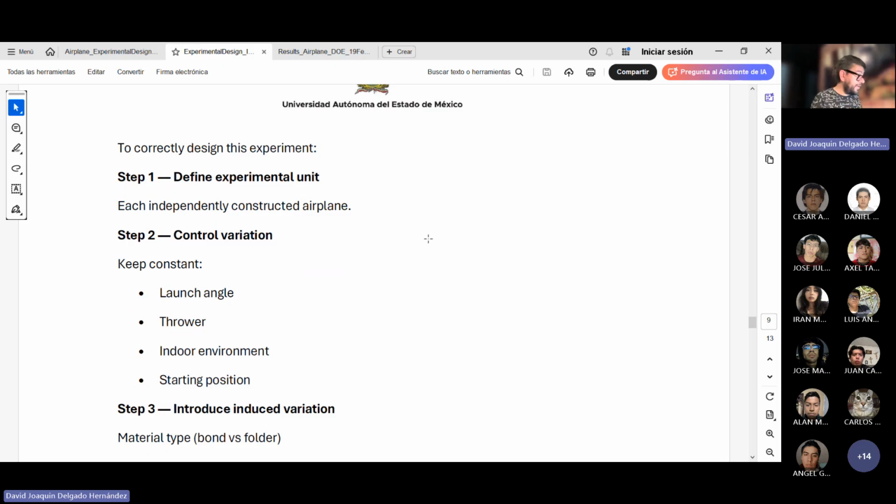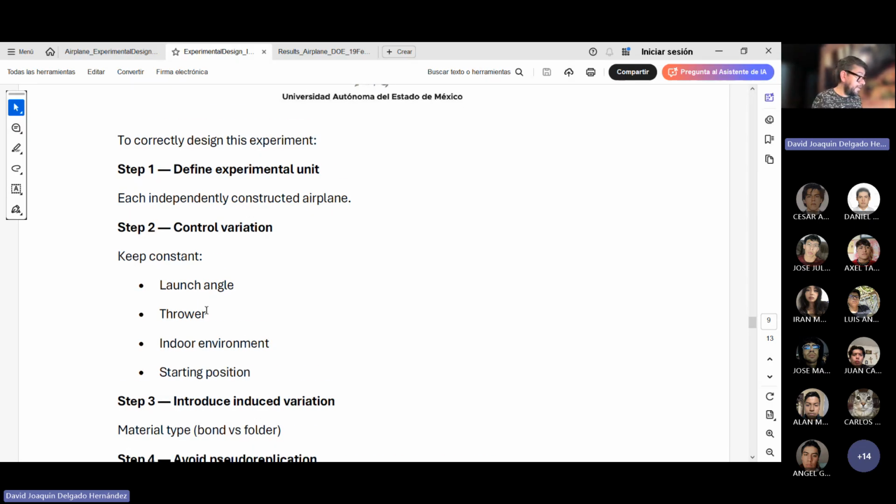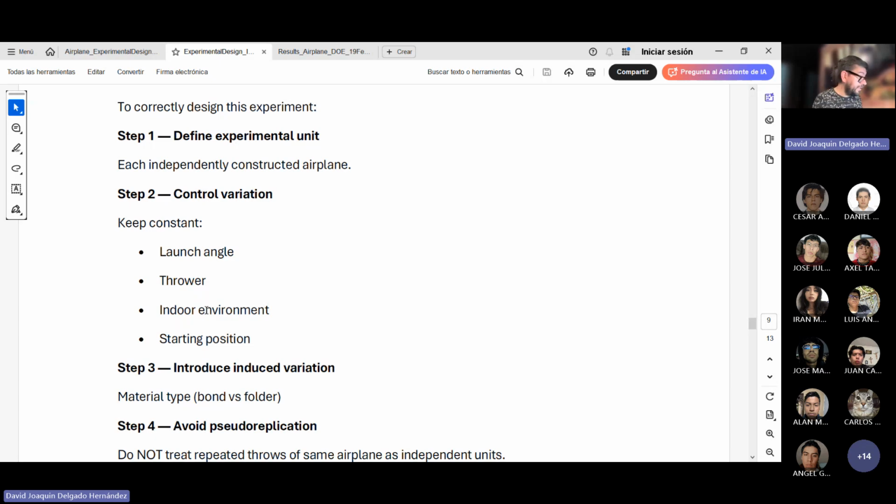So in order to have a correct experiment, first define the experimental unit. Then control variation. For instance, in our case, we have to keep constant, don't move, the launch angle, the thrower. The same person was the one that threw 24 times, always the same person. Indoor environment, all was done in a controlled environment, in an office, and the starting position.